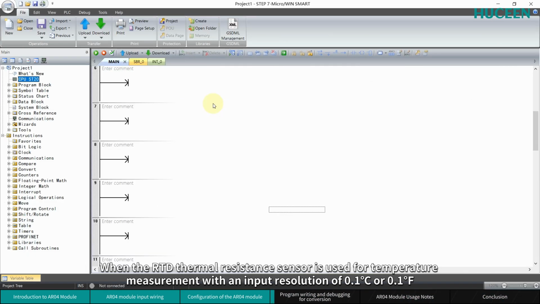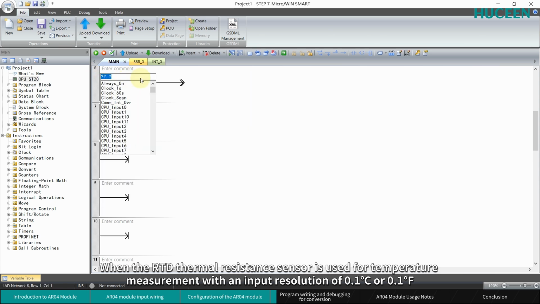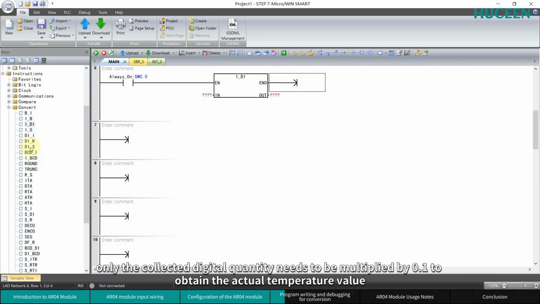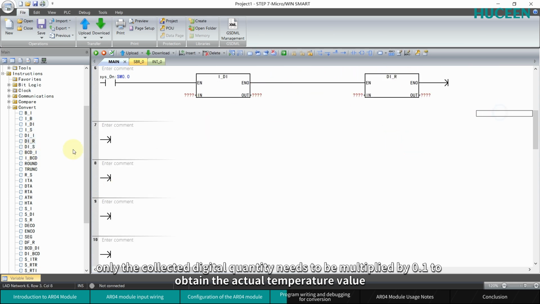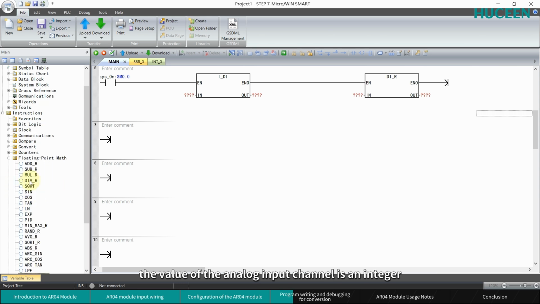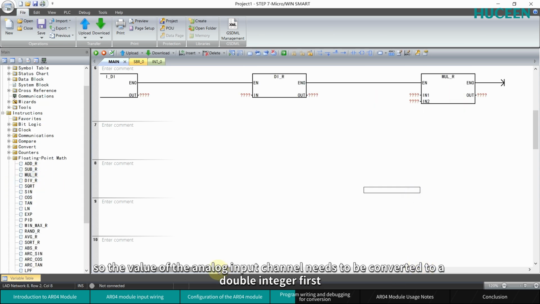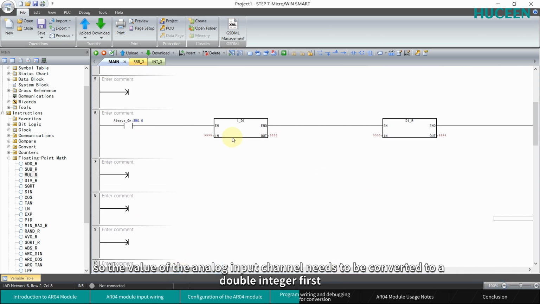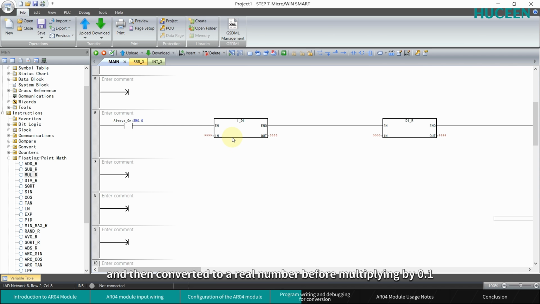When the RTD thermal resistance sensor is used for temperature measurement with an input resolution of 0.1 degrees Celsius or 0.1 degrees Fahrenheit, only the collected digital quantity needs to be multiplied by 0.1 to obtain the actual temperature value. However, due to the difference in data types, the value of the analog input channel is an integer. So the value of the analog input channel needs to be converted to a double integer first, and then converted to a real number before multiplying by 0.1.